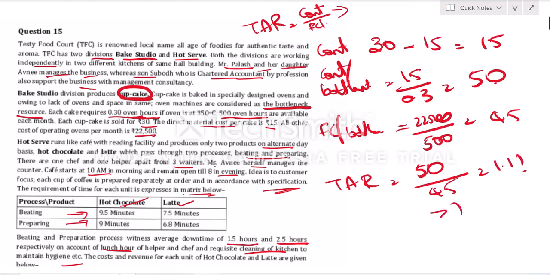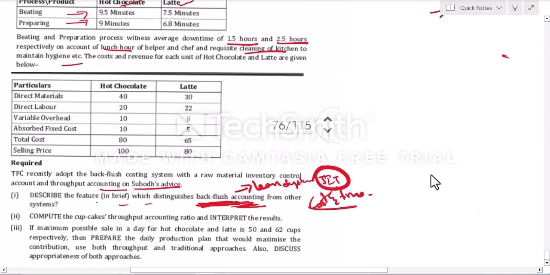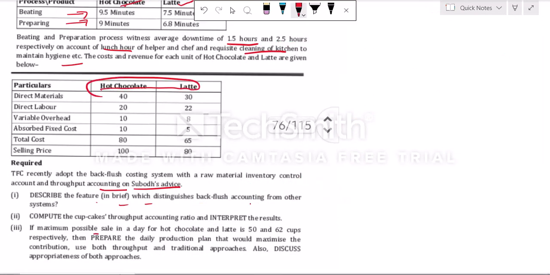Then what is the answer? It is beneficial to produce the cupcake. If the maximum possible sale in a day for hot chocolate and latte is 50 and 62 cups respectively, then prepare the daily production plan that would maximize the contribution. Use both throughput and traditional approaches.